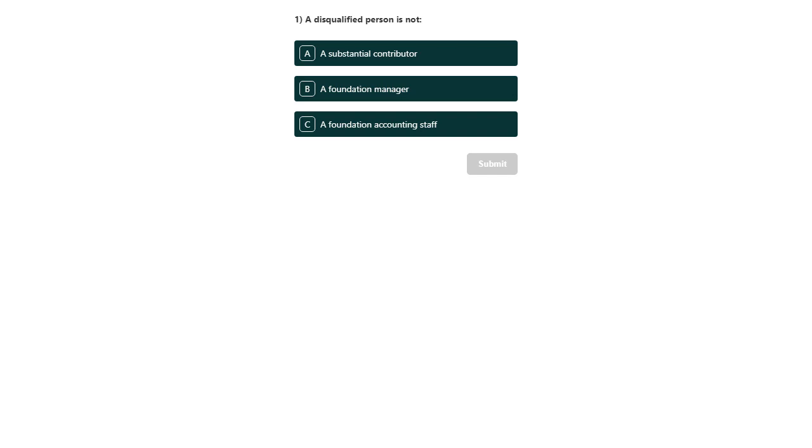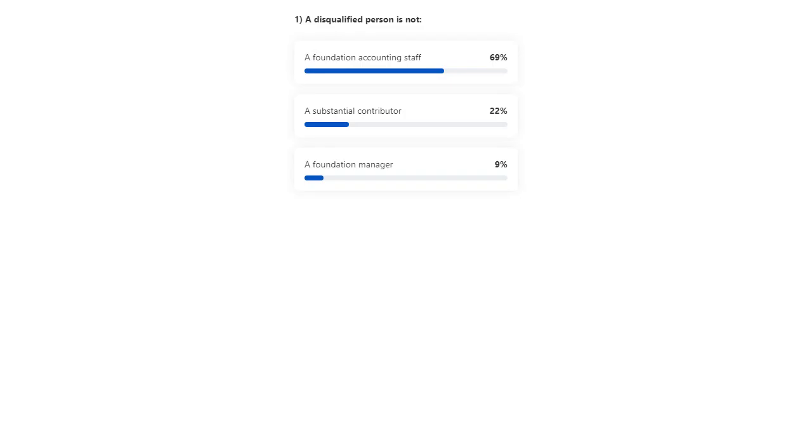All right, here are the results. Okay, so most of you got it right. A disqualified person is not a foundation accounting staff. A disqualified person will be a substantial contributor and likely a foundation manager.